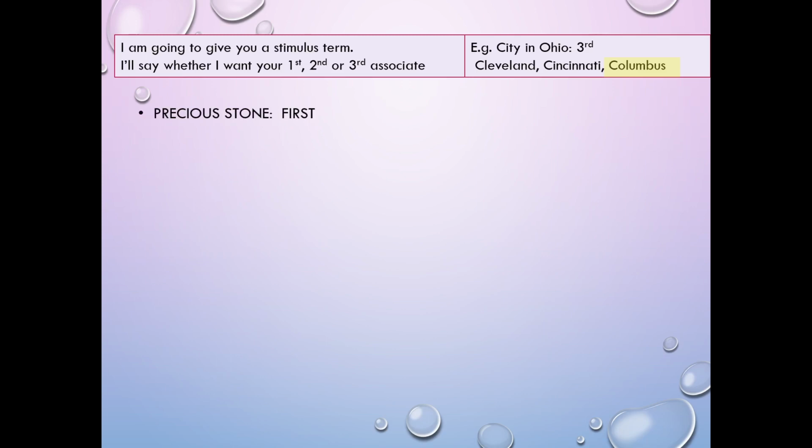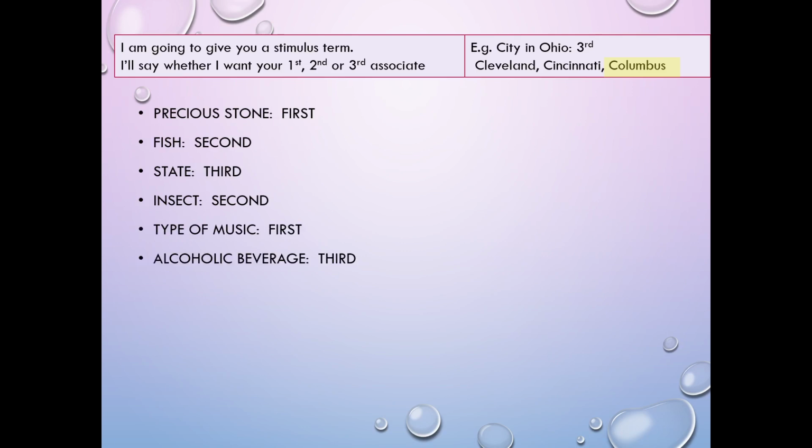All right. So the first stimulus term is precious stone, and I want you to think of your first associate. The second stimulus term is fish, and I want you to think of your second associate with the word fish. State, third. Insect, second. Type of music, first. Alcoholic beverage, third. Color, second.